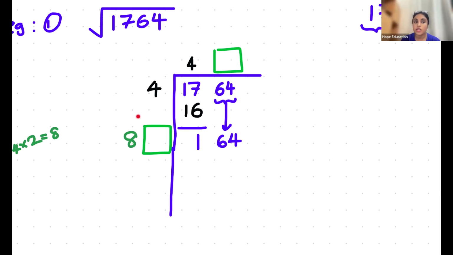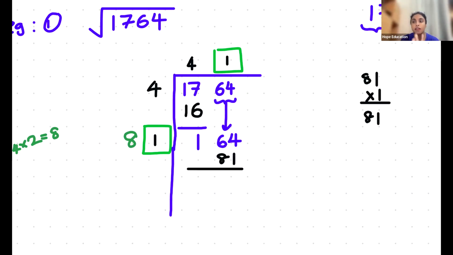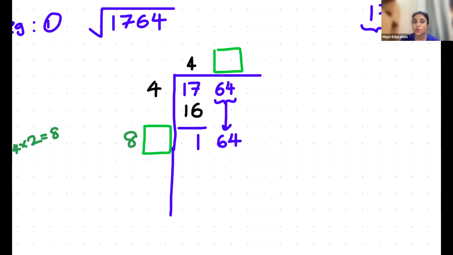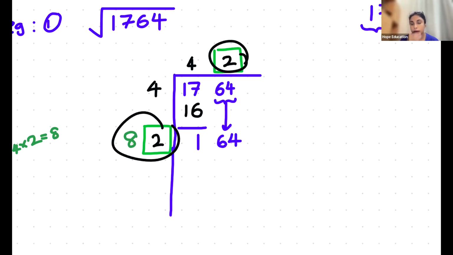So what I'm going to do is first put 1 here and 1 here. That means 81 multiplied by 1. Look, 81 multiplied by 1 is the same as 81. And I put 81 here. But 81 is so much lesser than 164, so we can't take 181. So I remove 81. Then I put 2 here and I put 2 here as well. So that means 82 has to be multiplied by 2.